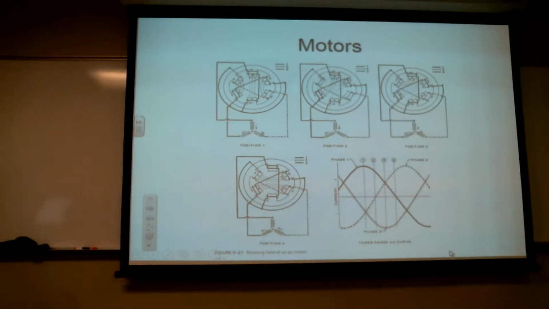And most motors are Y wound. There are some that are delta. Almost always are Y wound. What's the other one? Delta? Delta is the triangle winding, right? The reason we Y wind them is because we can double the voltage or double the current.